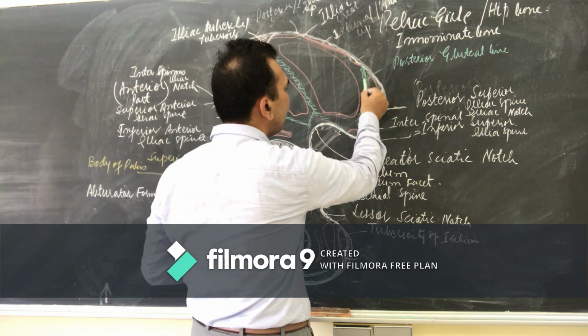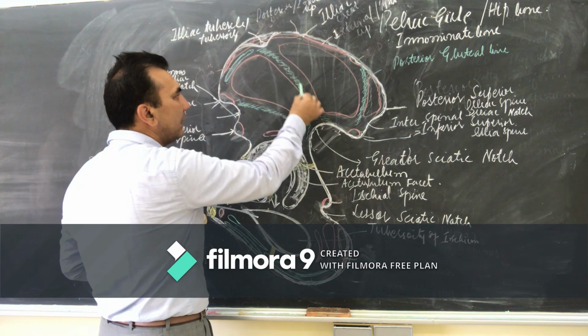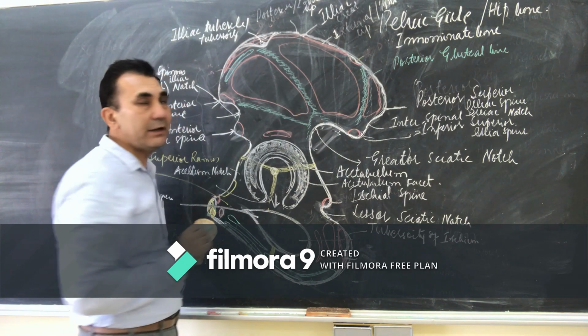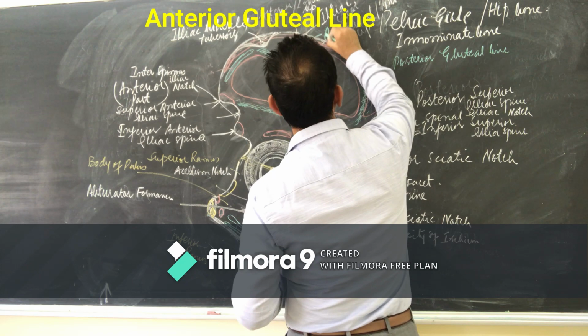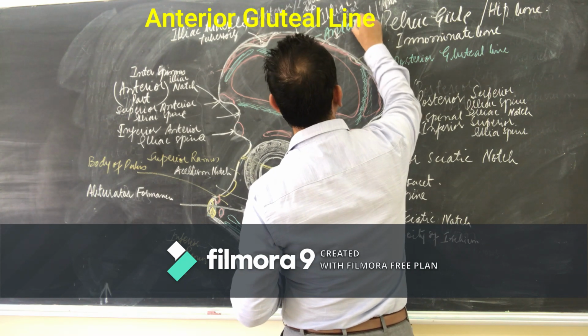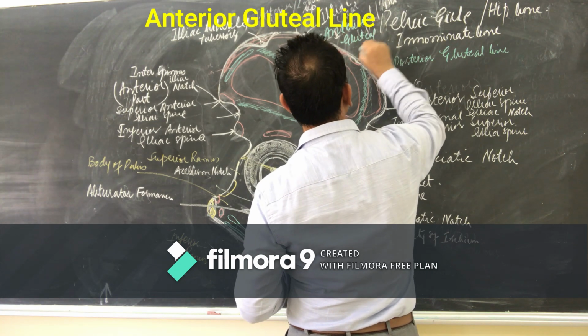This one is called the posterior gluteal line. Now in the middle one, in the exterior view, another line is here, and this line is called the anterior gluteal line.